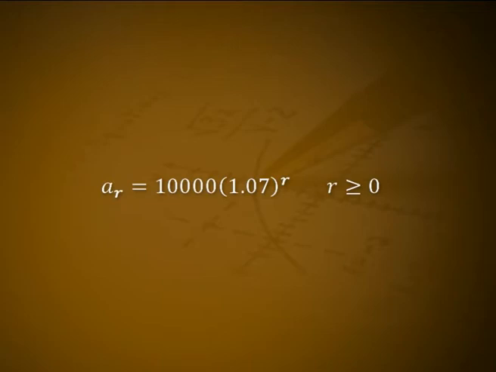Example 2. Suppose we deposit rupees 10,000 in a savings account at an interest rate of 7% per year compounded annually. The total amount in the account at the end of each year can be described by a numeric function A. Ar is equal to 10,000 times 1.07 raised to r for r greater than or equal to 0.